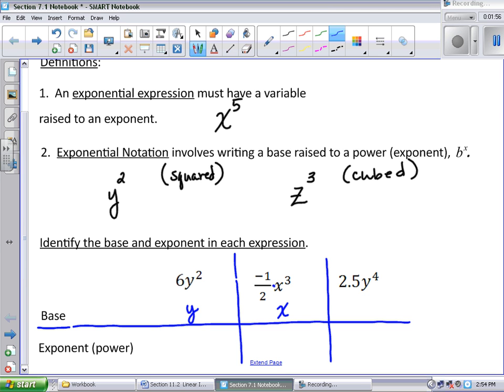And 2.5 y to the fourth, our base is the variable y. The exponent in each of these expressions, 6y squared, the exponent is 2. Negative 1/2 x cubed, the exponent is 3. And 2.5 y to the fourth, the exponent is 4.